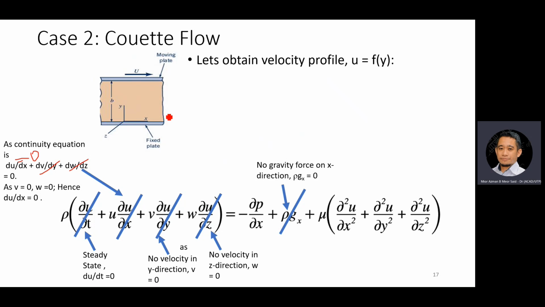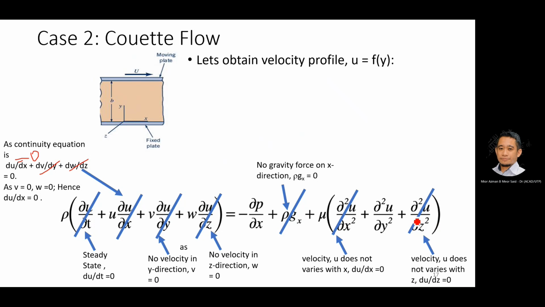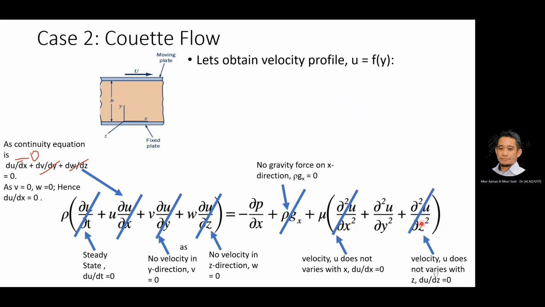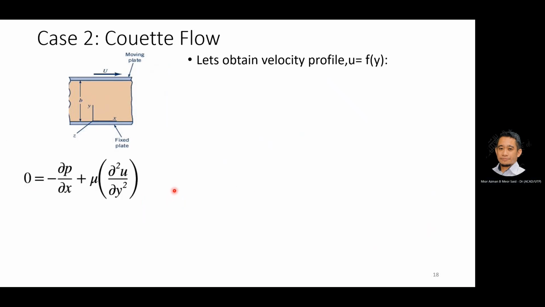And you know that there's no gravity force in the x direction, right? So this becomes 0 as well. And velocity does not vary with x, so this partial derivative of u term becomes 0. Also here, z is the direction coming out of the slide, so it becomes 0 as well. So we are just left with two terms equal to 0.